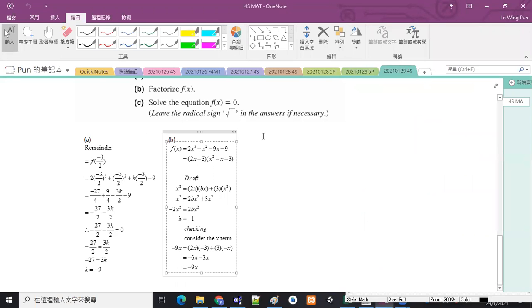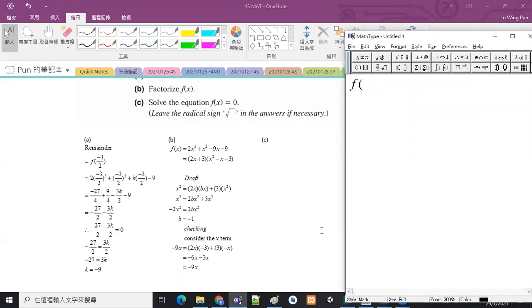Part B. Okay? And then part C. Part C, solve the equation fx is equal to 0. Okay, but what is fx? Fx is 2x cubed plus x squared minus 9x minus 9 is equal to 0. But we will not keep the expanded form in solving equation. We need to factorize the cubic polynomial to be 2x plus 3 times x squared minus x minus 3 is equal to 0. Okay, using the result of part B.